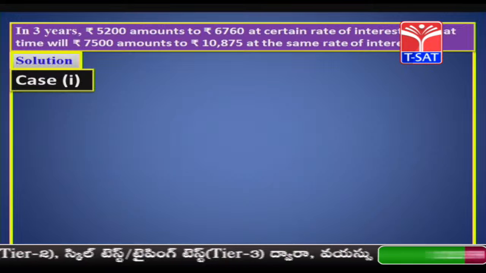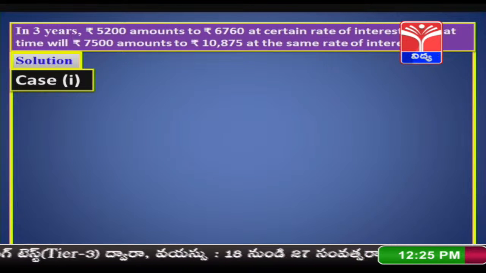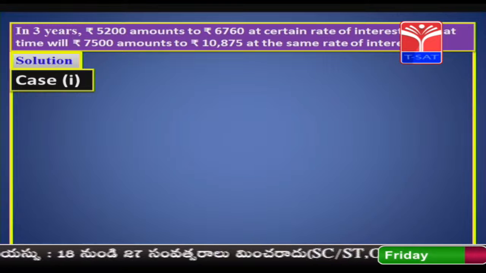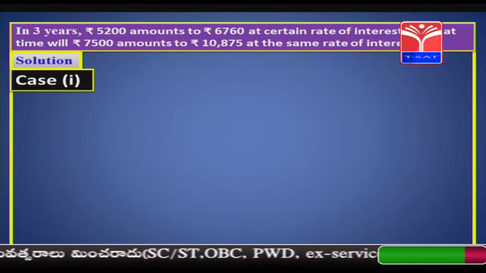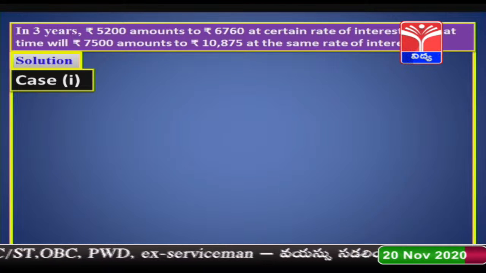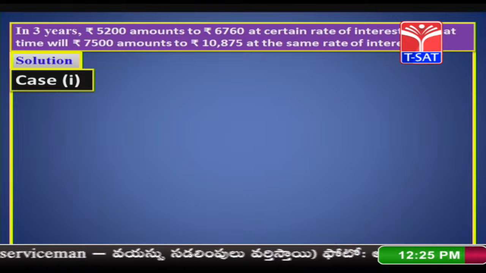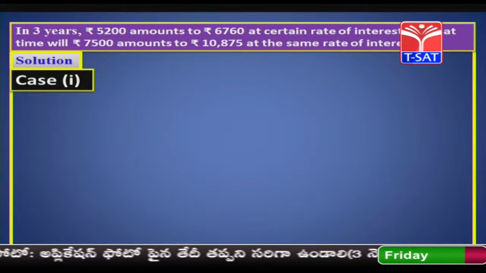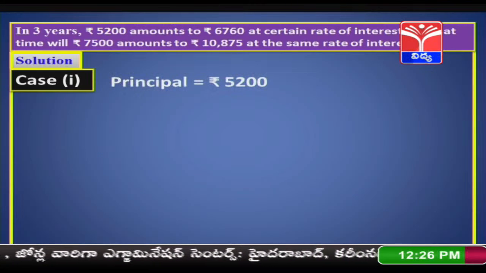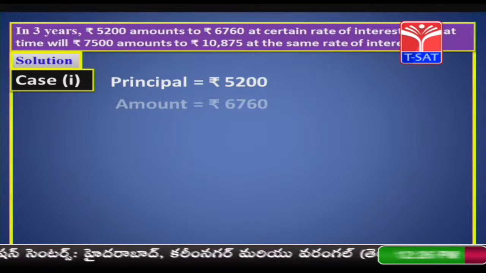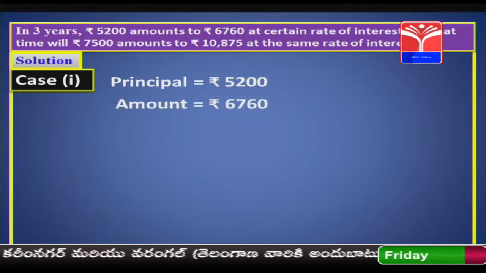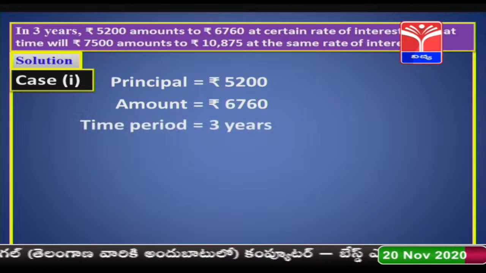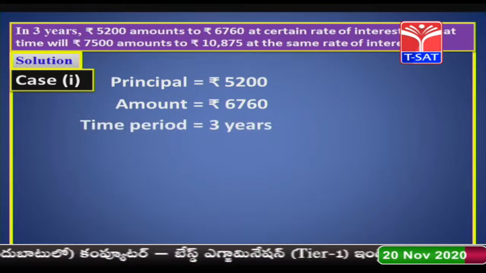So, children, here you see that the amount 5200 has become 6760 after 3 years at a certain rate of interest. And in the second case, 7500 has become 10,875 at the same interest rate. That means whatever is the rate of interest in the first case, that is there in the second case. So, what is the principal amount in the first case? 5200. And what is the amount? 6760. And the time period is 3 years.